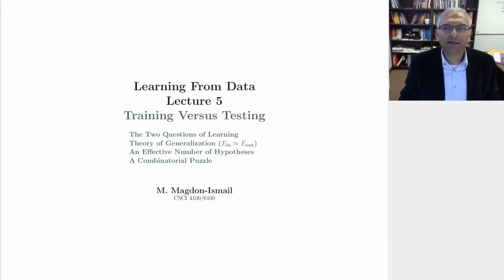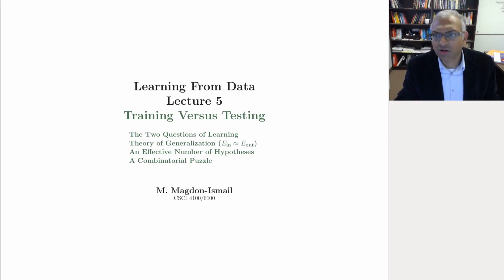Hi there, welcome back. This is lecture 5 of Machine Learning from Data, where we're going to begin our discussion of training versus testing. Basic question: does E out approximately equal E in when you're learning with an infinite hypothesis set? This is a nice lecture because at the end I'm going to give you a combinatorial puzzle to work on. So stay tuned.